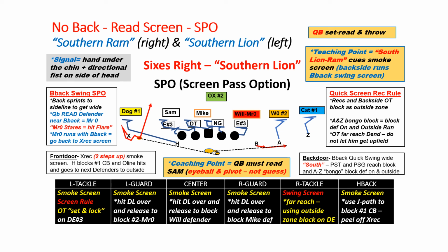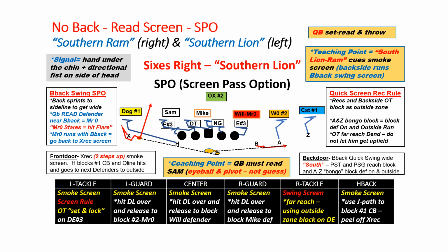If the Will, here in this case, Mr. Zero, though, runs with the B right away and we don't have leverage, then the quarterback just comes right back and runs the smoke screen to the left. The X will be taking 2 steps upfield and then coming back to the line of scrimmage and creeping back to the quarterback for the ball.